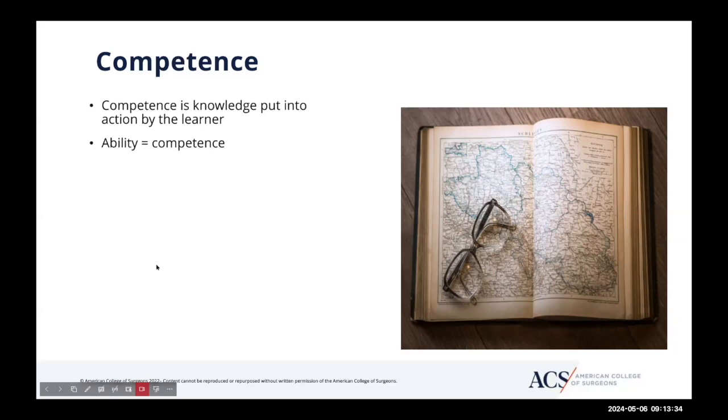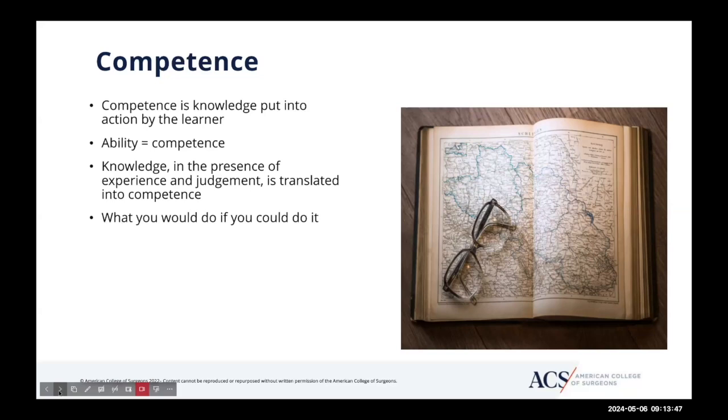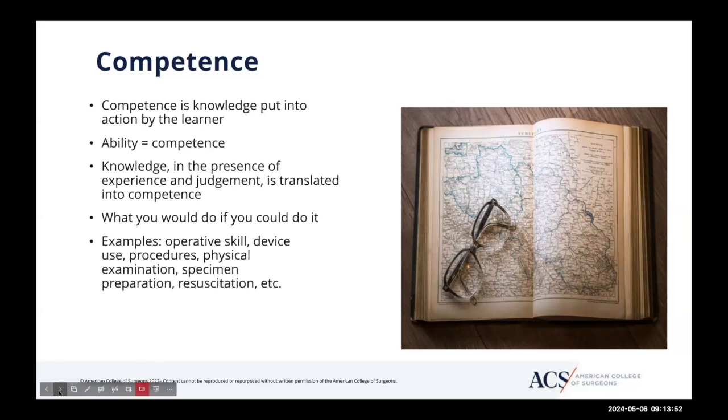Ability equals competence. Knowledge in the presence of experience and judgment is translated into competence. What you would do if you could do it. But here are some examples. An operative skill. Your course is teaching an operative skill, device use, something like that. You are trying to improve the learner's competence. They are learning something that they can use in their practice, in their work on a day-to-day basis.